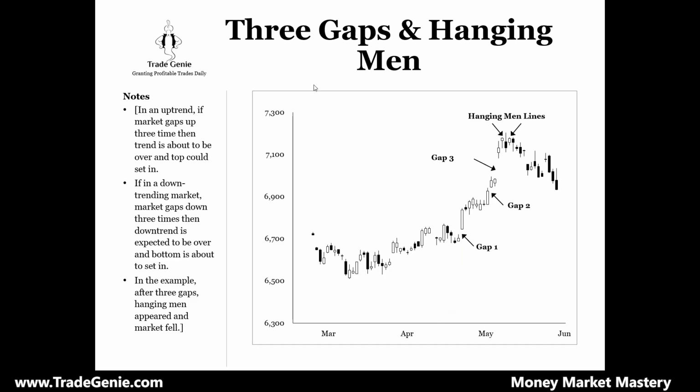Here's another example of three gaps and a hanging man. So here's the first gap. This gap occurred away from the zone. Whenever a gap occurs away from the zone and you cannot time your entry, you just get in. If you plan to buy 500 shares, you just buy 50 shares, and you say, okay, I'll see what happens.